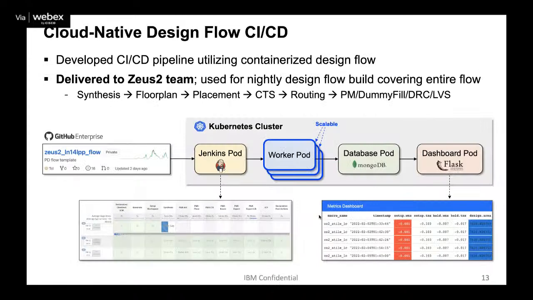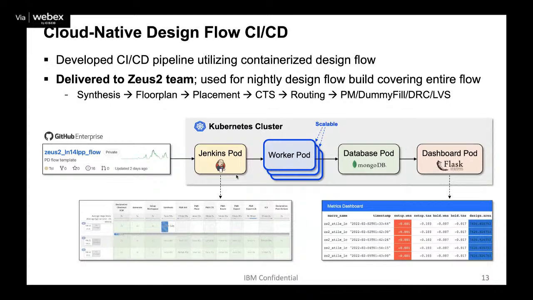So under our project, we have developed a design flow CI/CD, continuous integration and continuous deployment pipeline, utilizing our containerized design flow. The diagram here illustrates our CI/CD pipeline for the design flow. It starts from the flow repository where people can commit their flow and code updates, as I've shown in a couple of slides earlier. And the CI/CD container, which is Jenkins in this case, we are using the Jenkins open source tool, running in our cloud cluster, scans the code repository periodically, and it can detect any code updates.